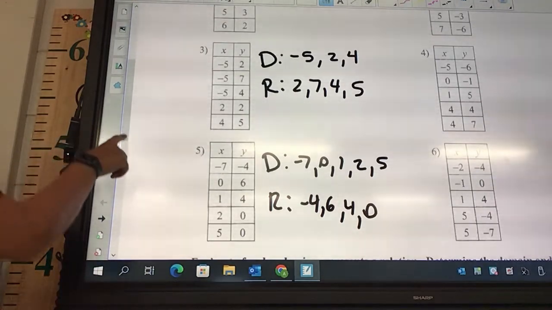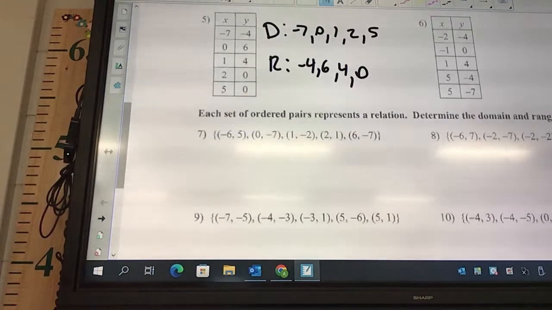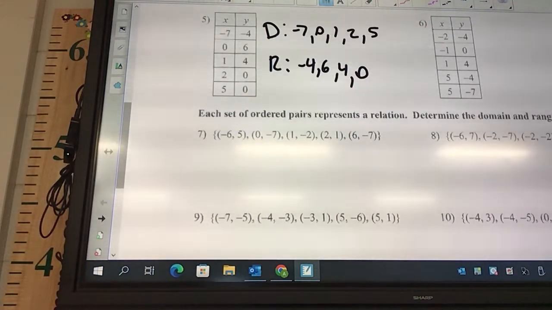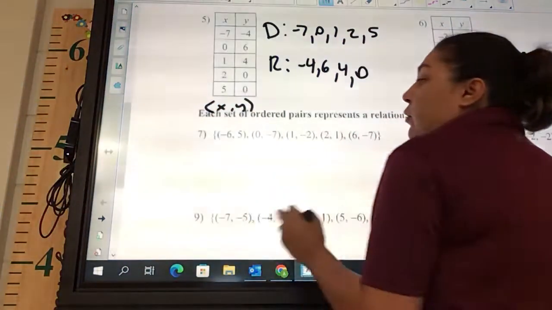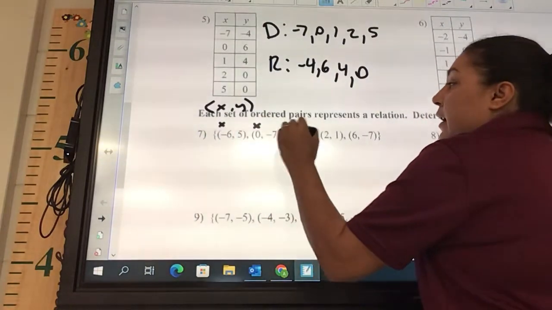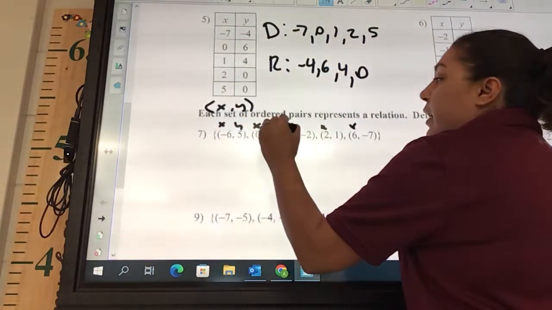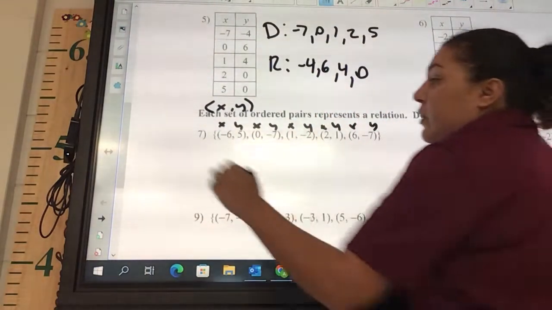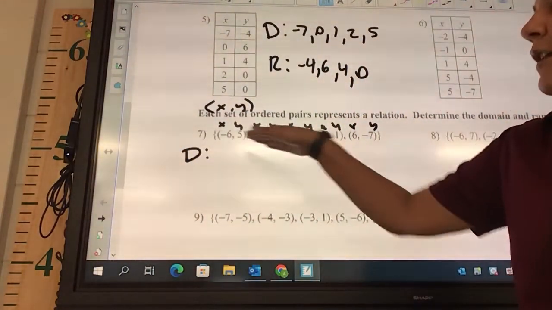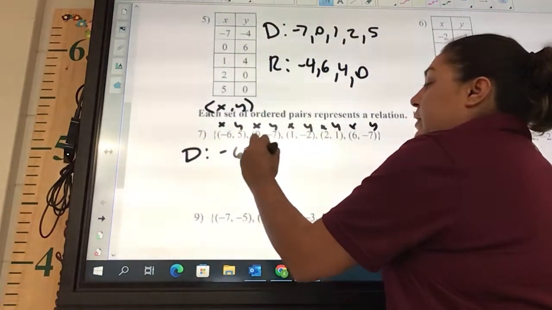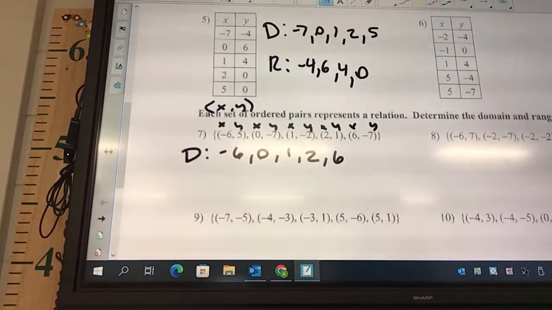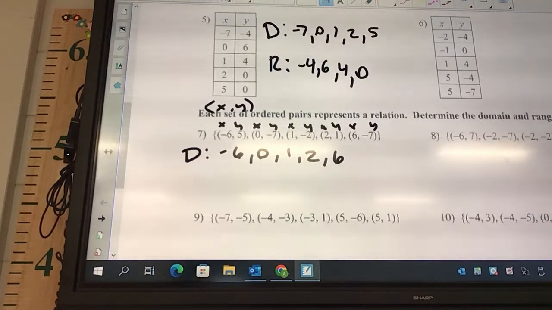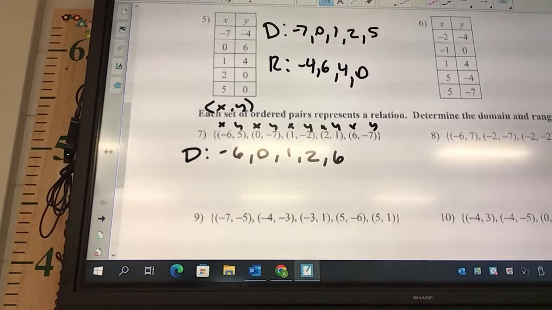Okay, now, they still want you to do the domain and range for the ordered pairs. There's really no difference, but when you do ordered pairs, it goes X, comma, Y. So an ordered pair looks like this, X, comma, Y, which means that this is an X, an X, X, X, X, and this is going to be a Y, Y, Y, Y, Y. Okay, so our domain is still, you just pick out all the X pieces. So -6, 0, 1, 2, and 6. Okay, you're going to pick out the first piece in every set, I guess, of parentheses.